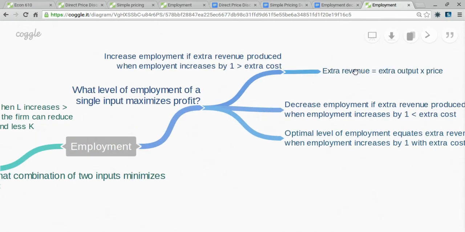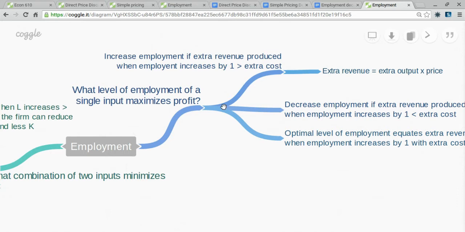The extra revenue that you get when you increase employment by 1 is equal to the extra output you produce when employment goes up by 1 times price. This assumes that the firm sells its output in a competitive market, so price is constant as output increases or decreases.